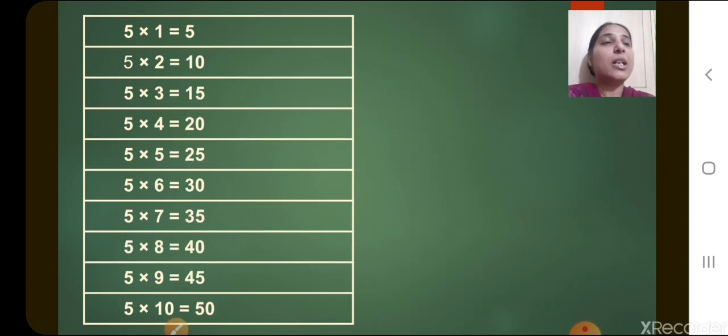Now let's see the table of 5 as well. So 5 ones are 5, 5 twos are 10, 5 threes are 15, 5 fours are 20, 5 fives are 25, 5 sixes are 30, 5 sevens are 35, 5 eights are 40, 5 nines are 45 and 5 tens are 50. So these all tables, children, you will learn and you will write as well.